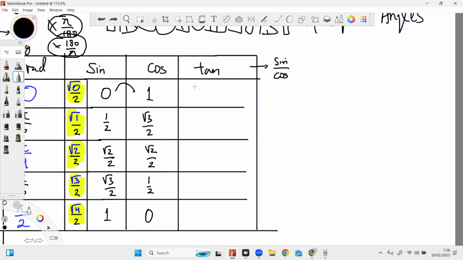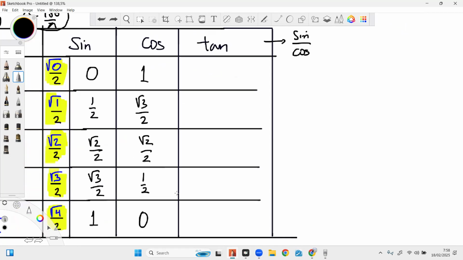Okay. 0 divided by 1. 0. Half divided by root 3 over 2. 1 over root 3. Right? You just cross the 2, pick the top side. The denominator belongs to sine. The numerator belongs to cos. How about this? Oh, the division of the same number, 1. And then square root 3 divided by 1, square root 3, right? Because you just pick the numerator because both denominators can be cancelled out. 1 divided by 0, undefined. So this is not infinite, undefined.